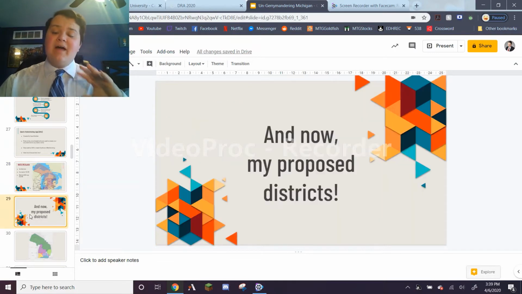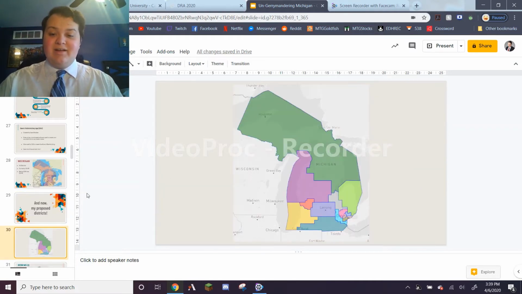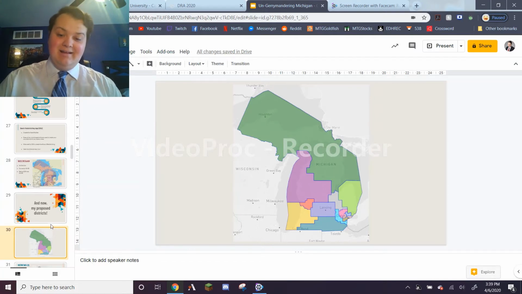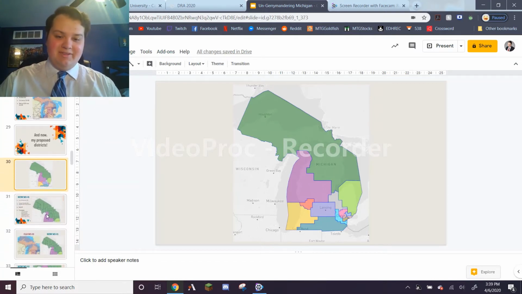Now that we've looked at the former 14, and we will look back at them in comparison in a moment, I'm going to now get to finally show you my proposed districts. I'm really excited about this. I hope you are too. This is what we have statewide. Very exciting. I know you can't figure out what to make of it right now, but we'll go through each of them and explain every single detail within them.